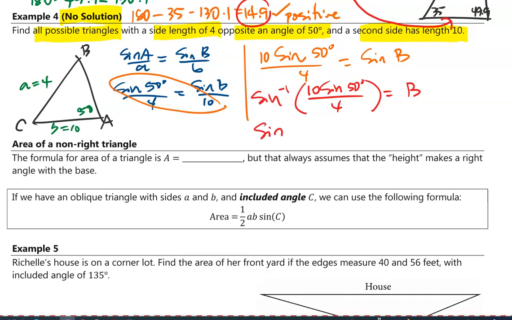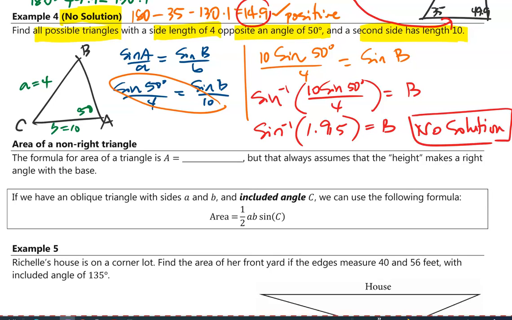And this is 10 times sine 50 degrees over 4, which is 1.915, is equal to angle B. And if you use your calculator, there is actually no solution. You'll see an error. Okay.